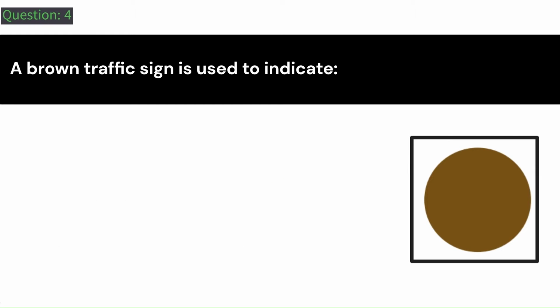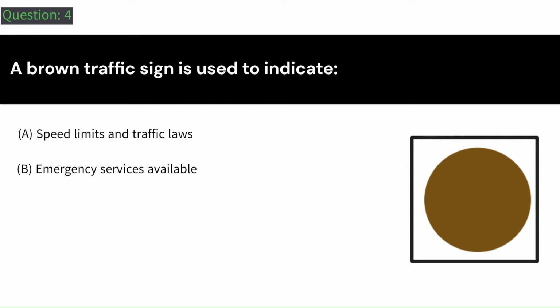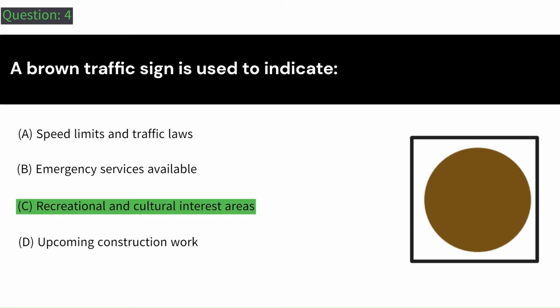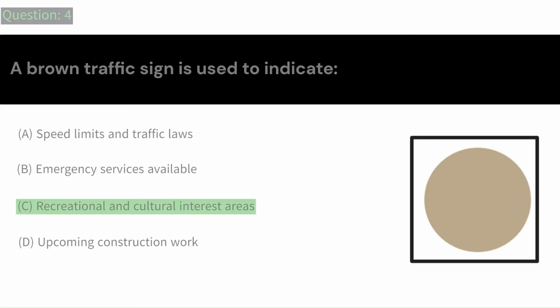A brown traffic sign is used to indicate: A. Speed limits and traffic laws. B. Emergency services available. C. Recreational and cultural interest areas. D. Upcoming construction work. Answer: C. Recreational and cultural interest areas.